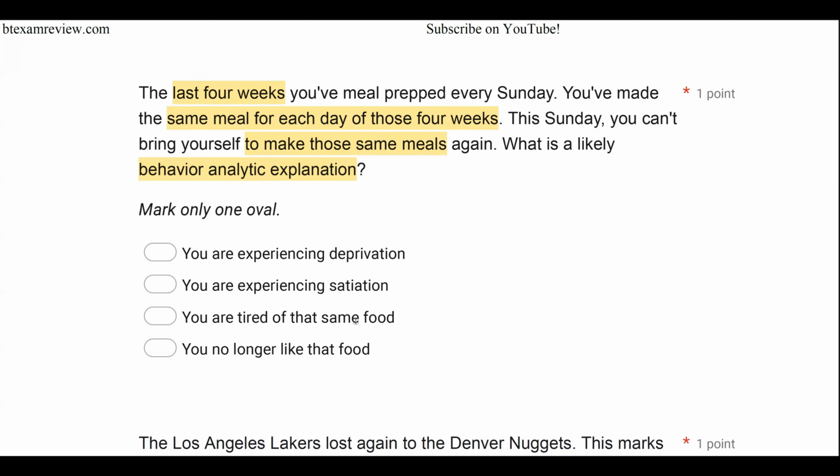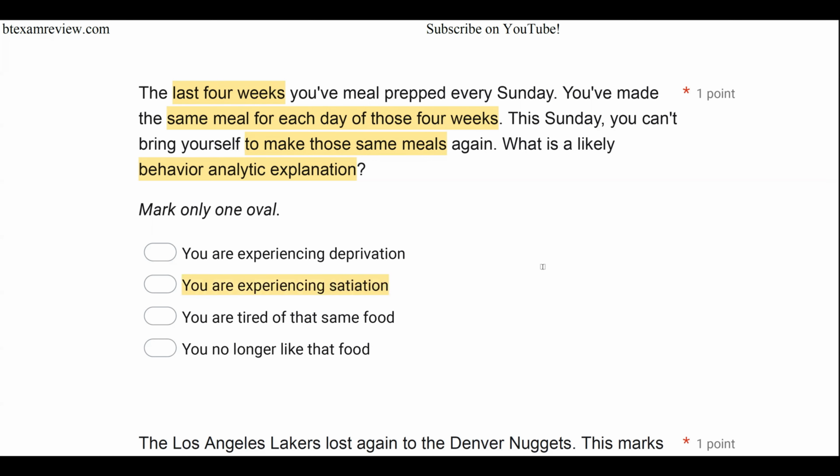It's originally how we described it, but C is not behavior analytic like B. B is using behavior analytic terminology, being objective and being specific. Tired of that same food, that's much more subjective, right? So B is a better answer. And then D, you no longer like that food. Well, there's no indication of you not liking the food ever again, and D is not very behavior analytic. So D is just not a very good answer. The best answer, the most behavior analytic explanation, is B.